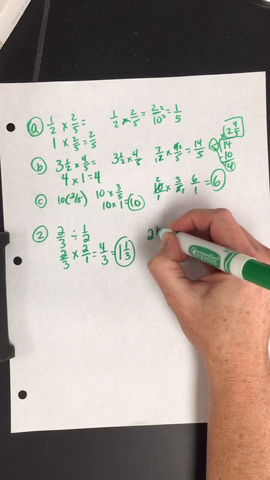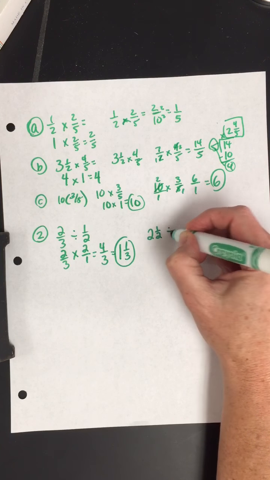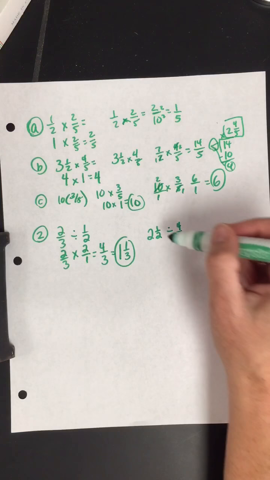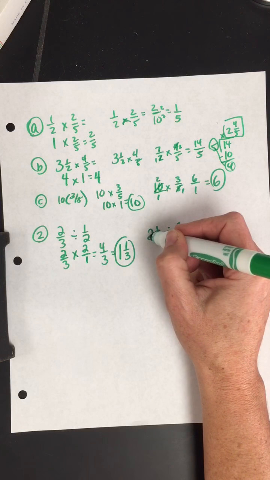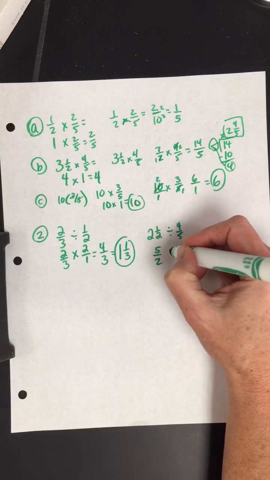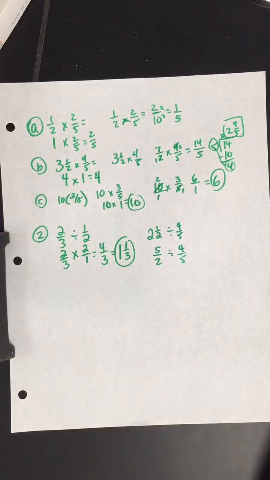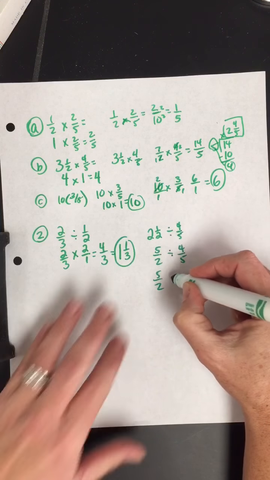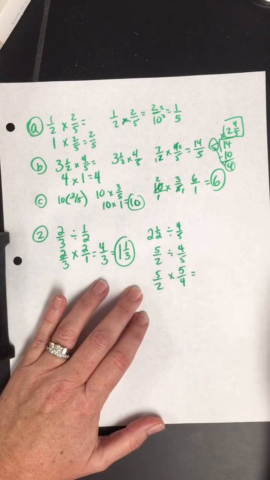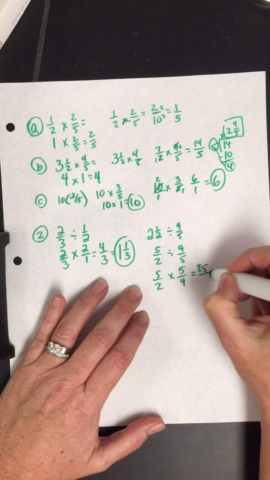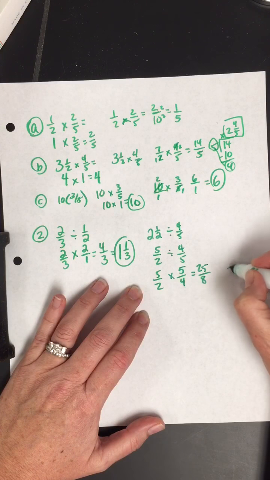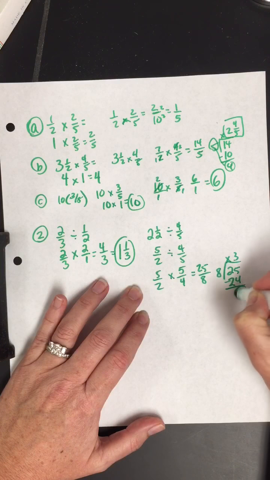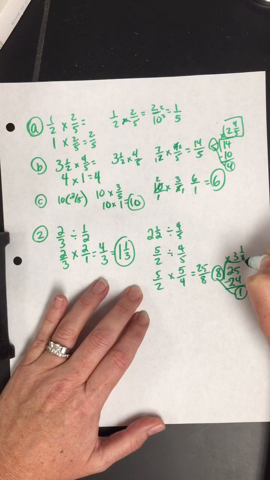B, 2.5 divided by 4/5. Just like with multiplication, we cannot have a mixed number. We need to change it to an improper fraction. 2 times 2 is 4, plus 1 is 5 over 2, divided by 4 over 5. To divide fractions, we use reciprocals. So we flip the second one and change our sign to multiplication. 5 times 5 is 25. 2 times 4 is 8. 25 divided by 8. We take our remainder, put it over our divisor, and we come up with 3 1/8.